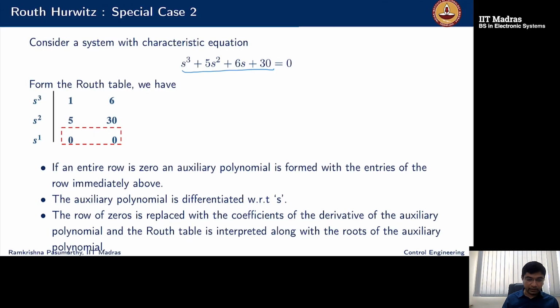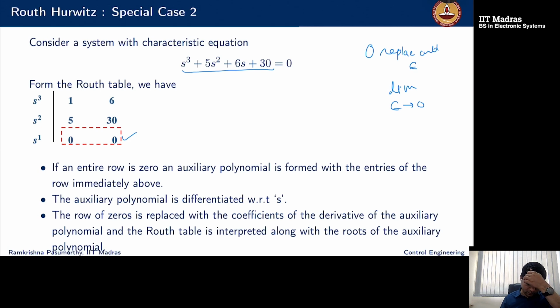Okay, so I try constructing the table. I write my coefficients for s cube, which is 1 and 6. S square is 5 and 30. S power 1 becomes 0 and 0. Okay, now if an entire row is 0, what do we do? We knew what to do when there was just one element that is 0: replace it with epsilon and calculate everything as a limit as epsilon goes to 0.